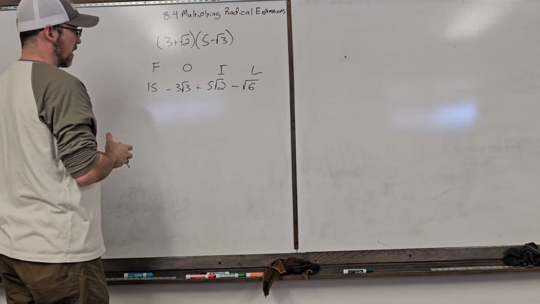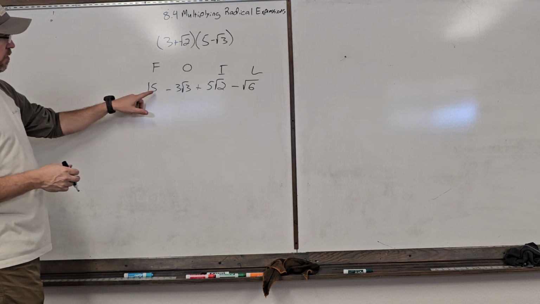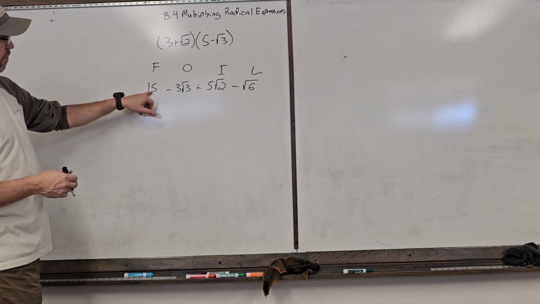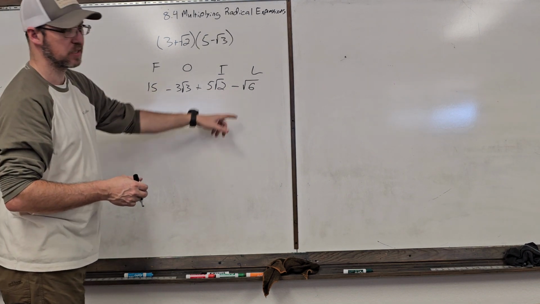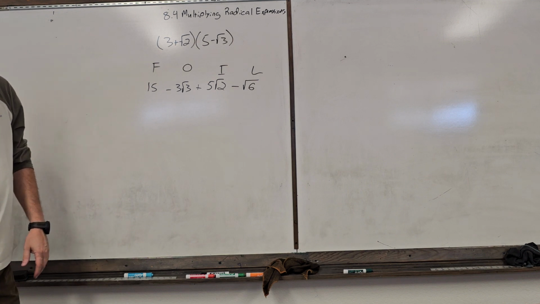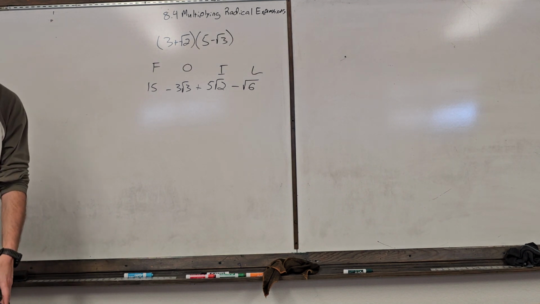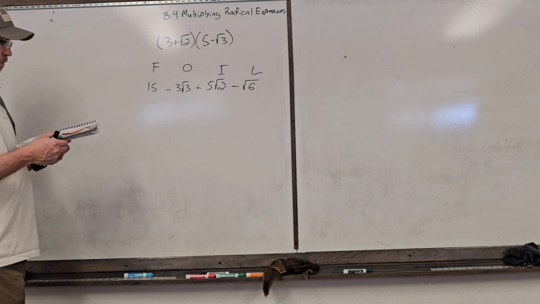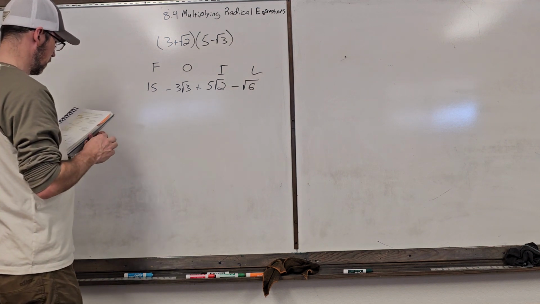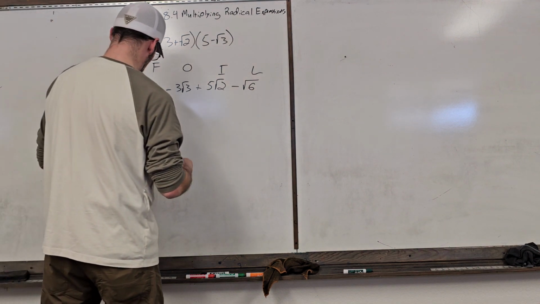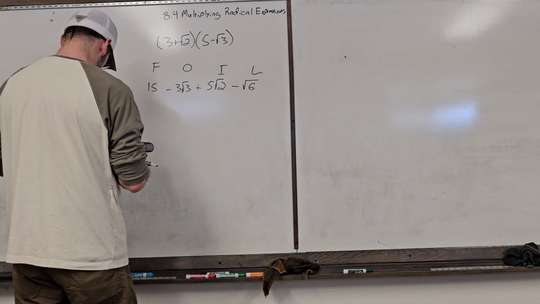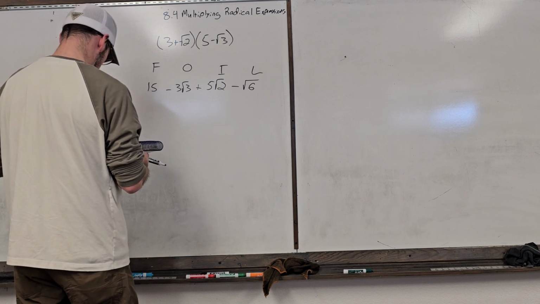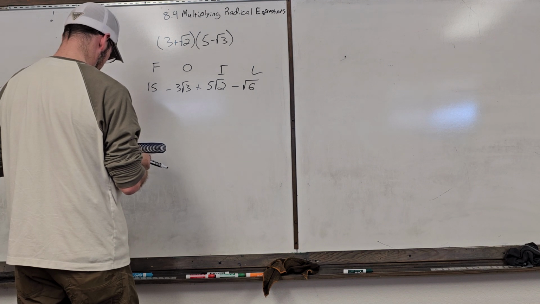Alright, do I have any like terms that I can combine? I've got 15, a constant, a square root of 3, a square root of 2, and a square root of 6, so I've got no like radicals, no like terms. There's nothing left that I can do with those. Alright, so we're done there. Make sure I didn't miss anything here.